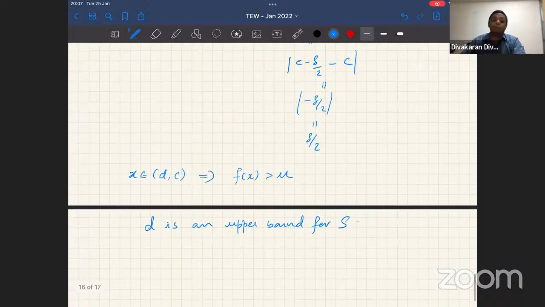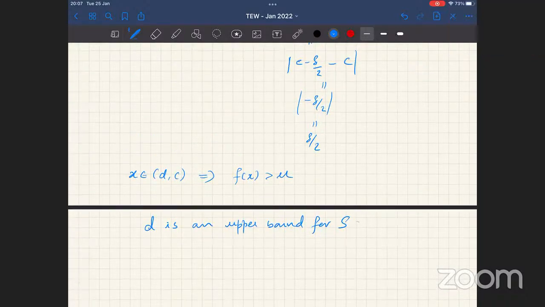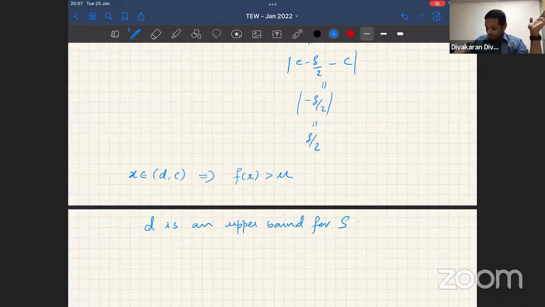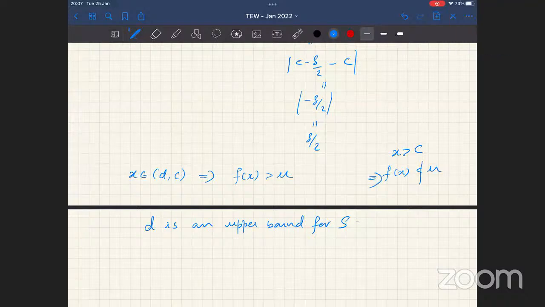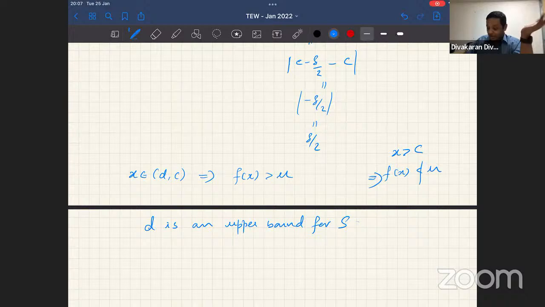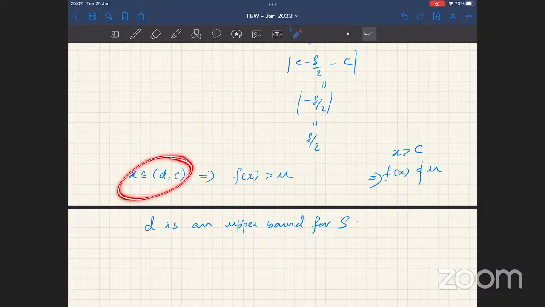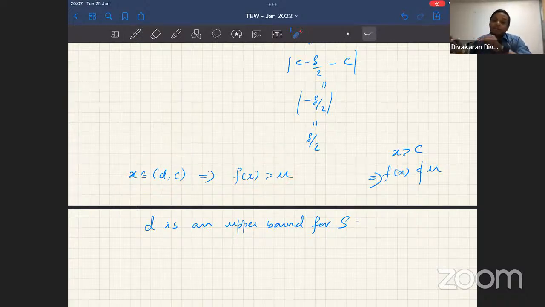So D itself is an upper bound for S. Why? Because we know that C is an upper bound for S. Any number greater than C, if you take an x greater than C, then f of x cannot be less than mu. That we already know. But if a number is between D and C also, f of x cannot be less than mu. Therefore, if a number is greater than D, then f of x cannot be less than mu. Therefore, D is an upper bound for S.